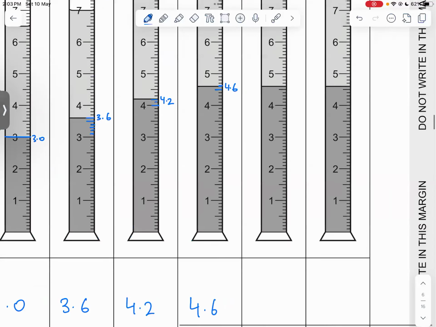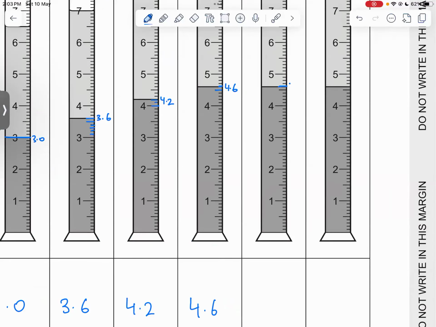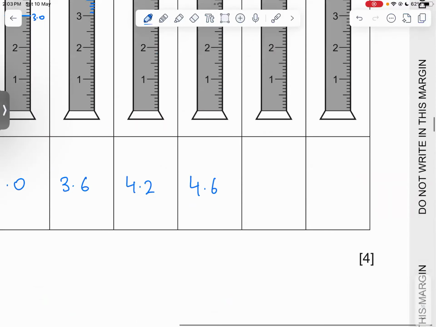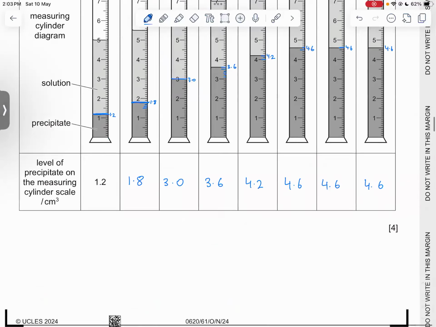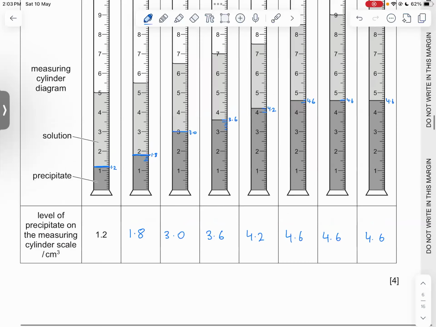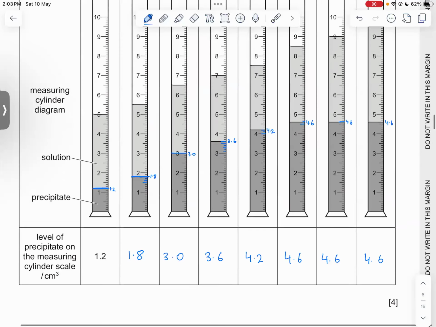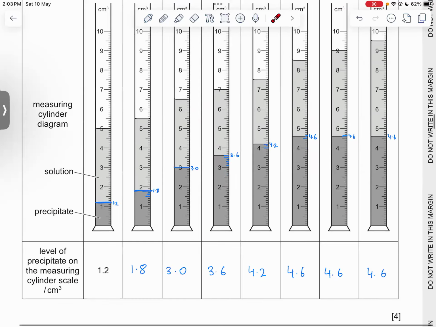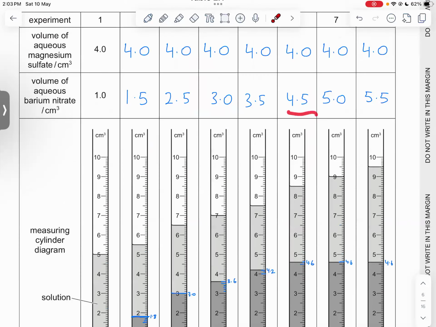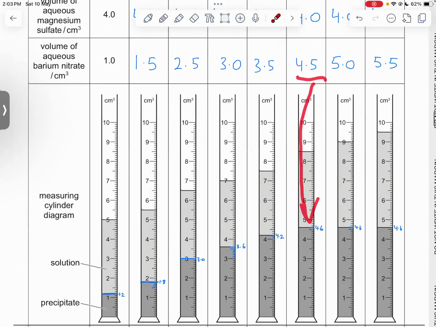All right. So this is 4.6 now. And I suppose now the level is going to remain 4.6, even if you add more and more barium nitrate. Does this mean magnesium sulfate is the limiting one now? Magnesium sulfate is the limiting one now, and barium is starting to become in excess. So after 4.5, we are seeing that barium is starting to become excess.